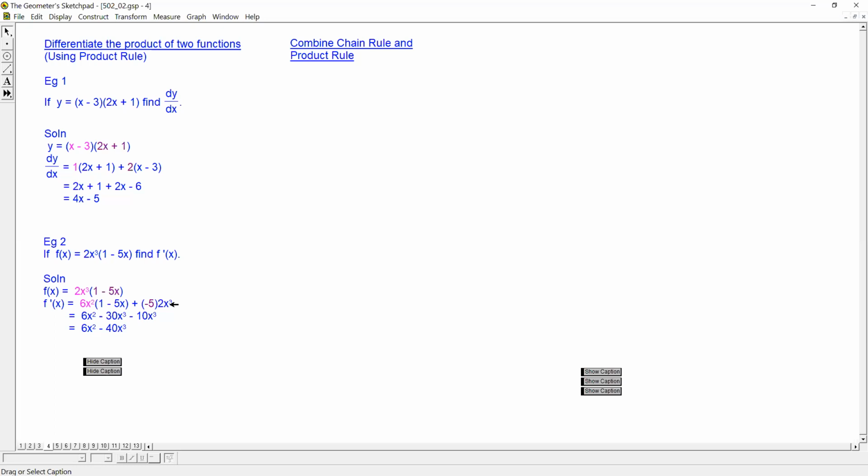Now what you need to do is to simplify. Expand 6x squared, then minus this, multiply by this is 30x cubed. Oh, negative 5 multiplied by 2 is negative 10x cubed. So the answer is 6x squared, there's only 1, so you just copy down 6x squared. X cubed, you have 2, so you combine the 2x cubed together, you get negative 40x cubed.